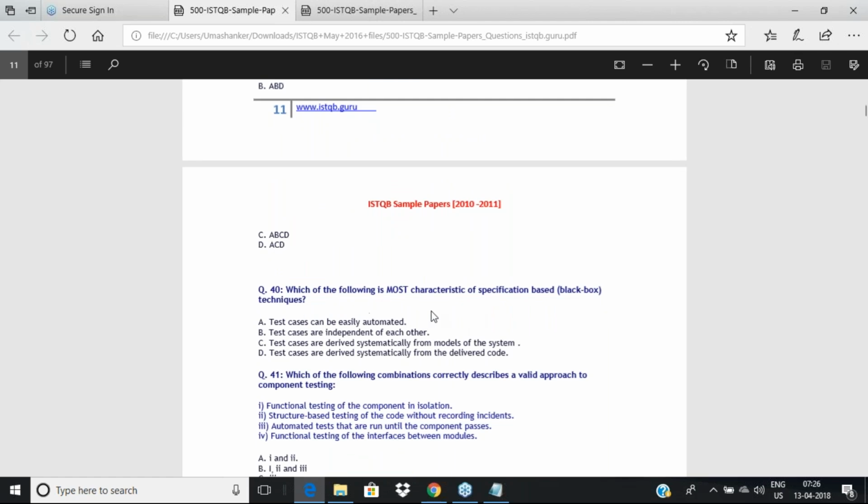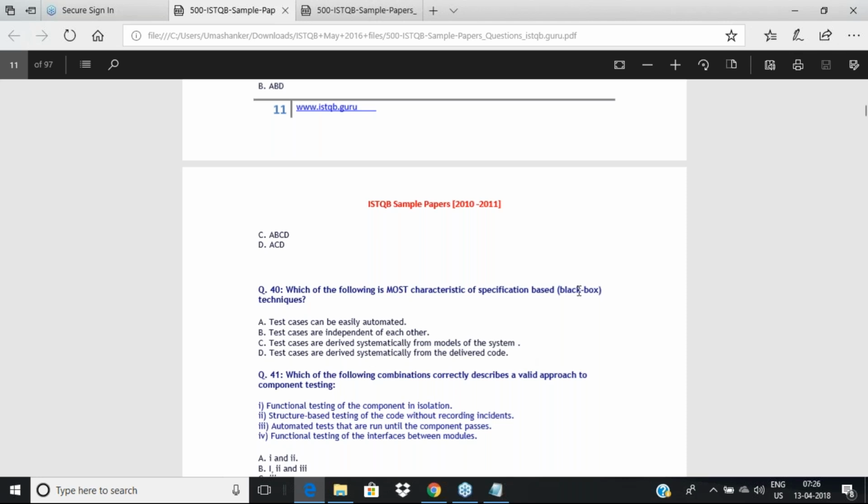Which of the following is most characteristic of a specification based technique? Specification based is nothing but a black box testing technique, right? Which of the following is the most characteristic? A: Test cases can be easily automated. B: Test cases are independent of each other. C: Test cases are derived systematically from models of the system. D: Test cases are derived systematically from the delivered code.